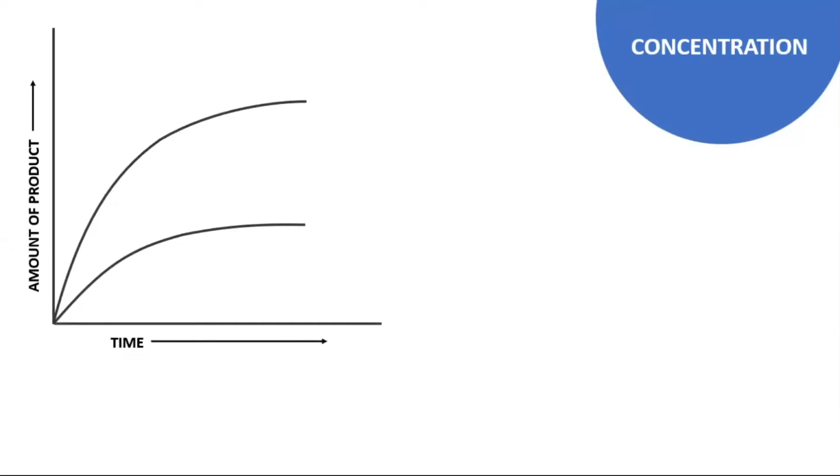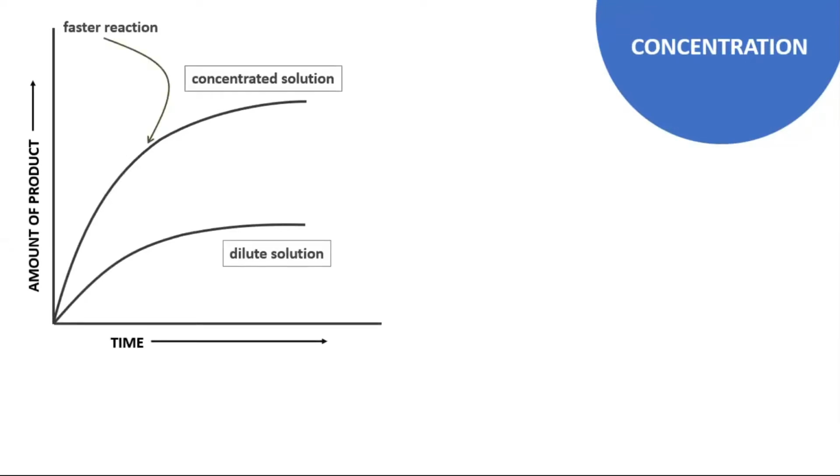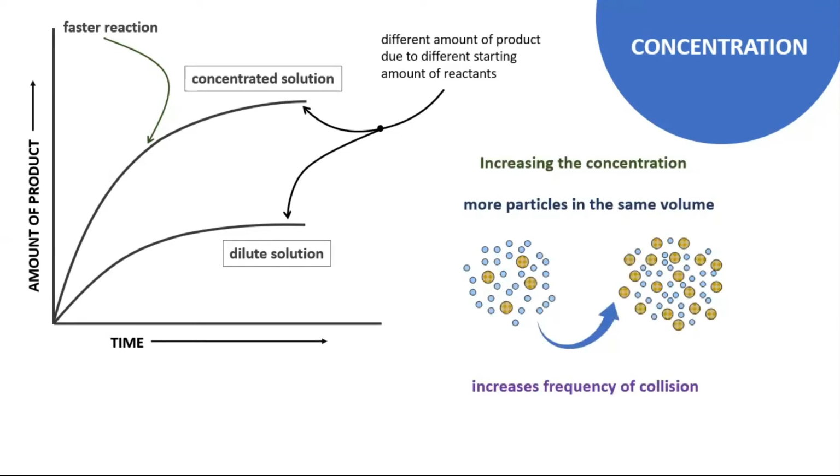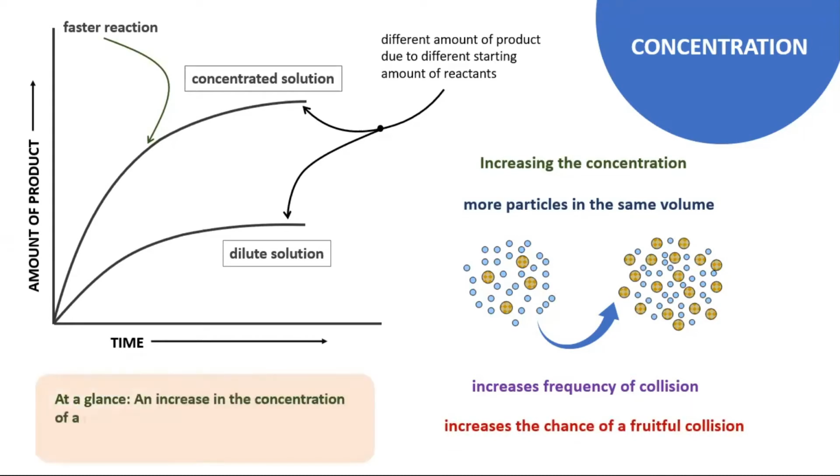Like in these two reactions, the concentrated solution gives faster reaction and more product, because increasing the concentration will enrich the number of particles in the same volume, which ultimately increases the frequency of collisions. That means the chance of fruitful collision is now higher. So an increase in the concentration of a reactant leads to a higher number of collisions, therefore a rise in reaction rate.